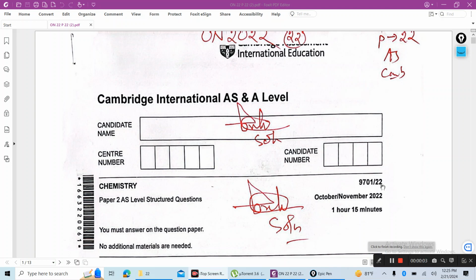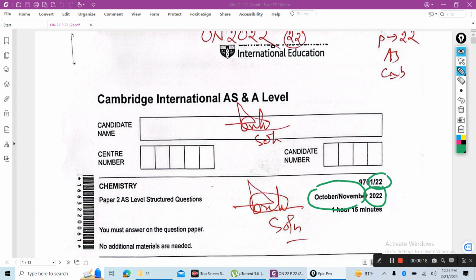Hello students, today I am going to discuss Cambridge A-level chemistry October/November 2022, paper 22, paper 2 written paper, November 2022, paper 22.